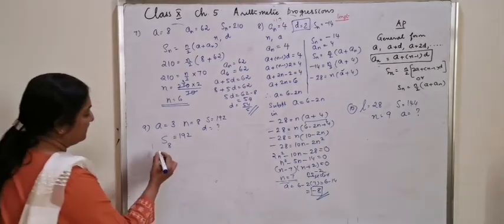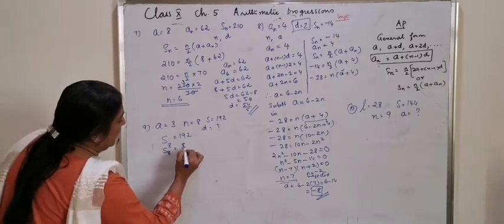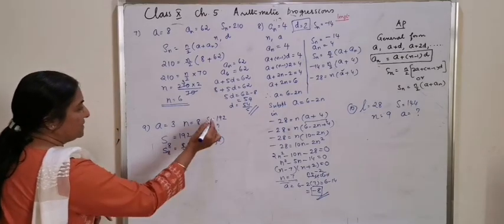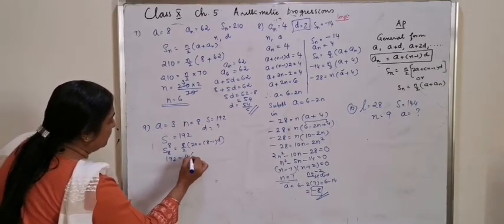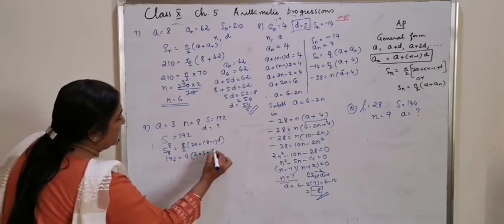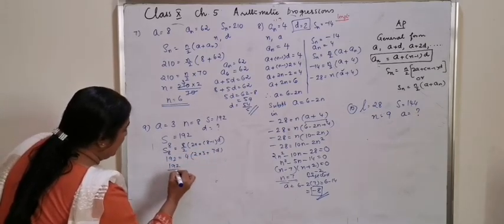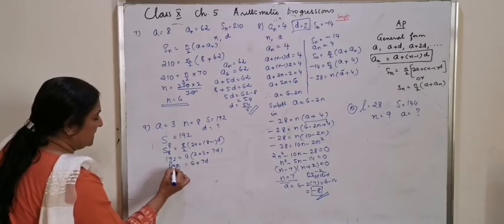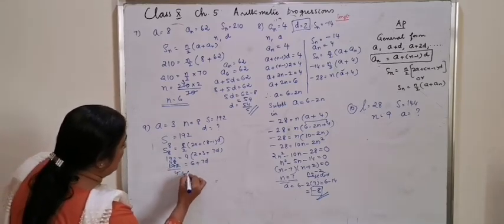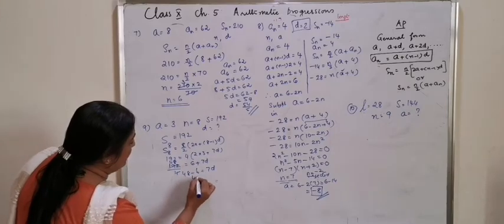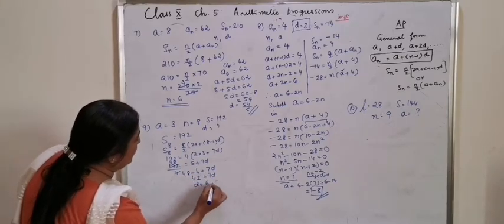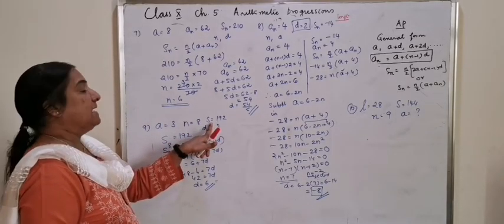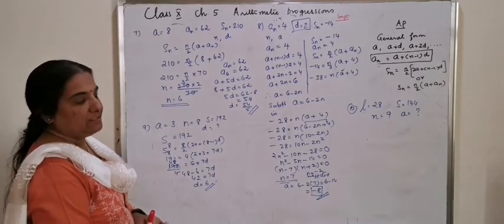Apply the formula as S8 is equal to 8 by 2 into 2a plus 8 minus 1 into d. S8 value is given as 192 is equal to 4 into 2 into 3 plus 7d. 192 divided by 4 is equal to 6 plus 7d. 4 4s are 16, 32, 48. 48 minus 6 is equal to 7d. 42 is equal to 7d, or the value of d is equal to 6. So if the value of n is equal to 8, it's understood that S8 is equal to 192.